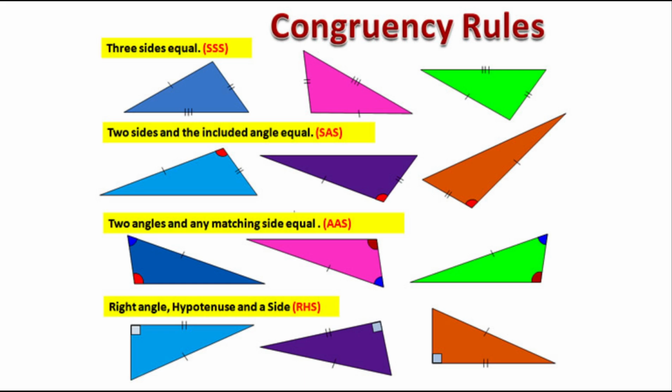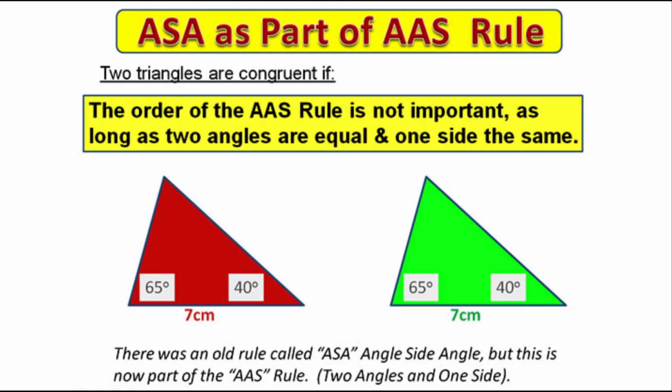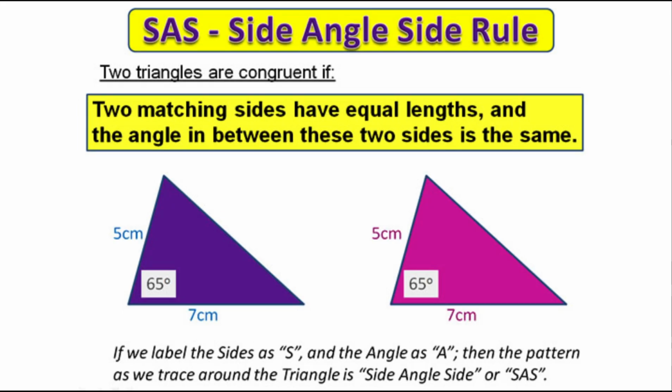If they have 3 sides in common, the triangles are congruent. If they have 2 sides and the included angle, they're congruent. 2 angles and any matching side. And the right triangle if it has its hypotenuse and one of the sides. Here's us up closer: side, side, side. Angle, side, angle. Side, angle, side.